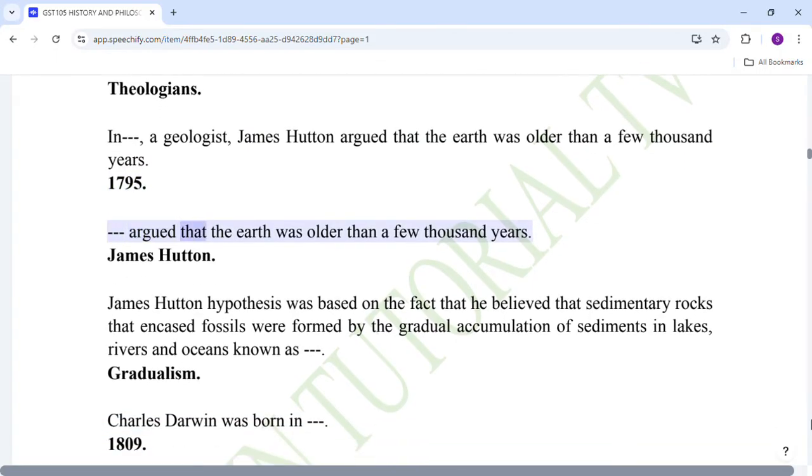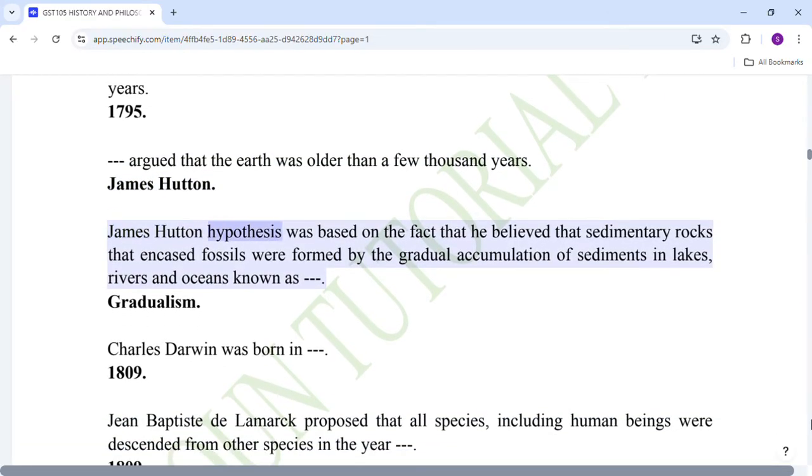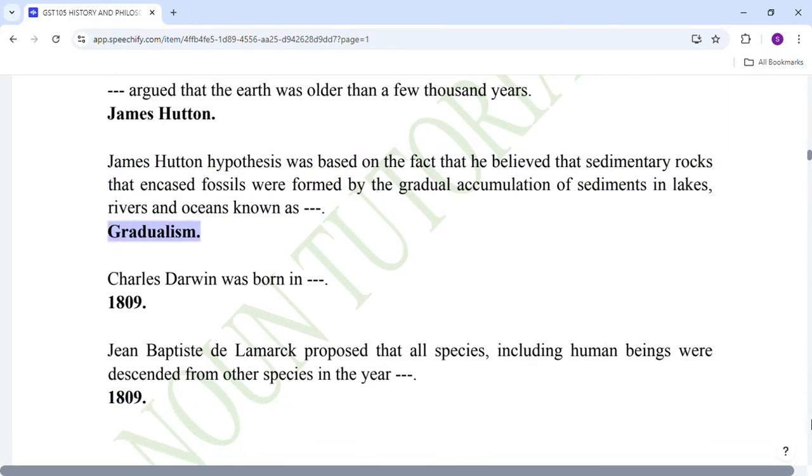In 1795, the geologist James Hutton argued that the Earth was older than a few thousand years. James Hutton's hypothesis was based on his belief that sedimentary rocks that encased fossils were formed by the gradual accumulation of sediments in lakes, rivers, and oceans, known as gradualism.